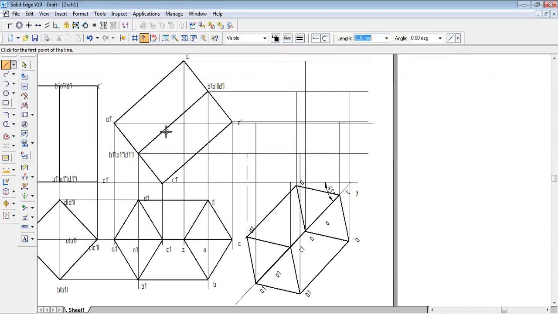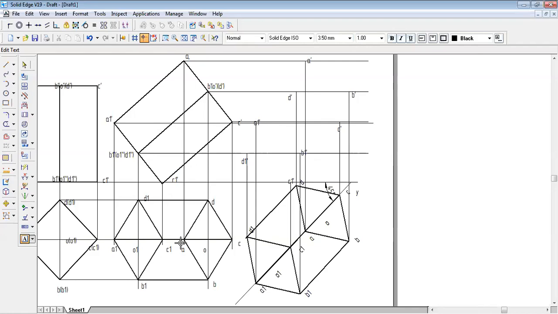Okay, so I will mark these points. This is A dash, this is B dash, this is C dash, this is D dash, and here I will mark A1 dash, this is B1 dash, this is C1 dash, and this is D1 dash. Then afterwards, join all the points.